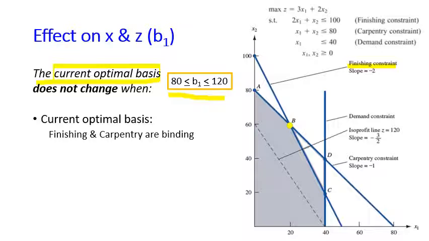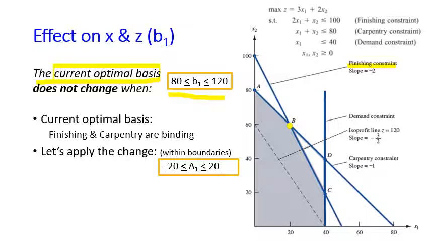Okay, so first observation that we've made is that the current optimal basis happens when the finishing and carpentry constraints are binding. So we may apply the change between the boundaries. So we may change the value of B1 between minus 20 and plus 20, right? Because the current value is 100. We may go down to 80, means that our delta can be minus 20. We can go up to 120, means that our delta 1 or our change can go up to positive 20.